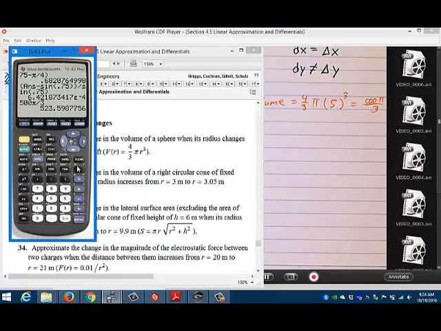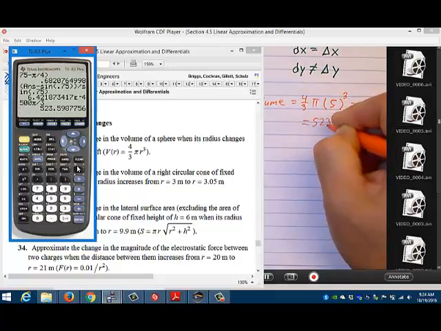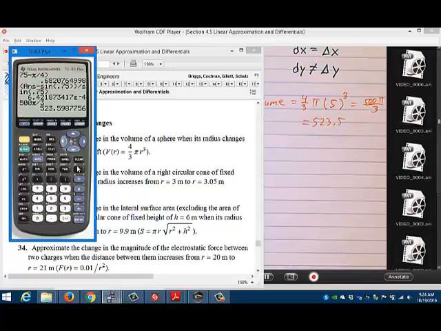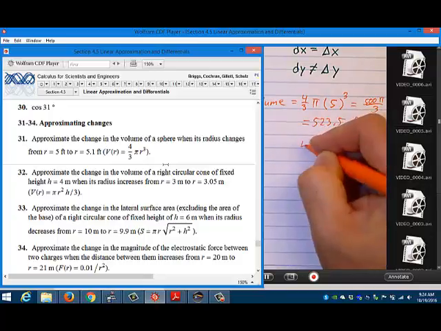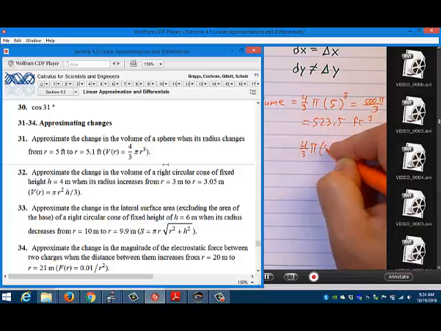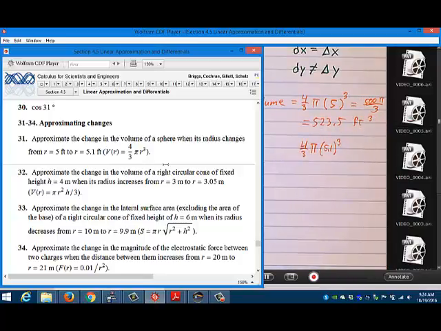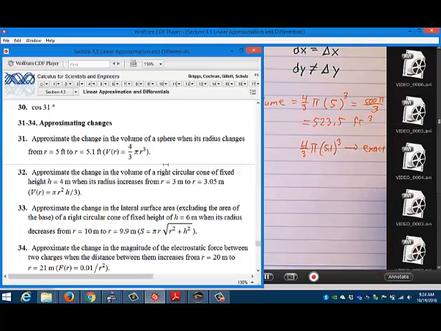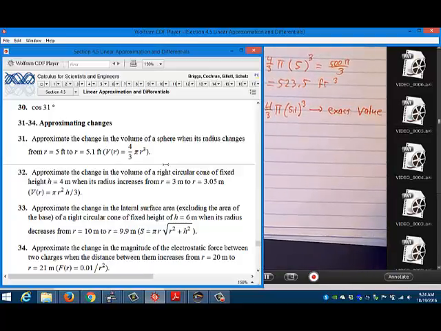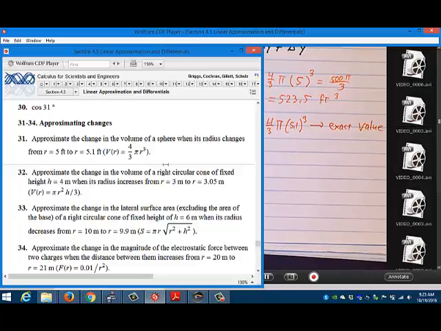So 523 and a half. And these are cubic feet. That's a big basketball, that's for sure. Well, 5-foot basketball. It's more like a medicine ball. Right? Enormous one. Okay. So what happens if there's an error and you're at 5.1? This would give me the exact value. But if I want an approximate value, I could do the following.